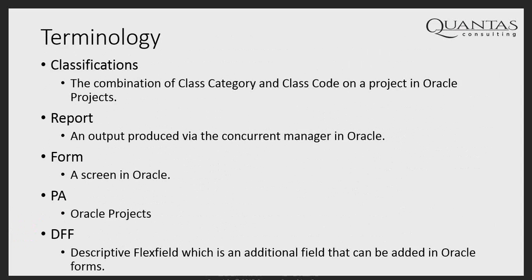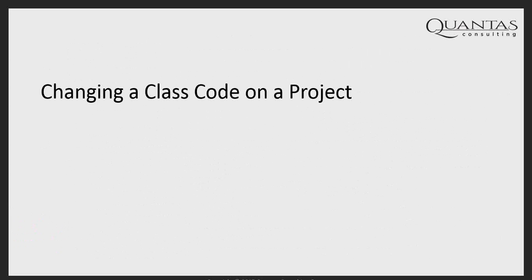So our terminology, I'm going to go through this real quick because if you've gone this far, you're probably an Oracle Projects user. When I use the term classification, I'm referring to our class code and our class category. PA, of course, is Oracle Projects. DFF is descriptive flex fields. So we're going to jump right into the changing of a class code in projects.